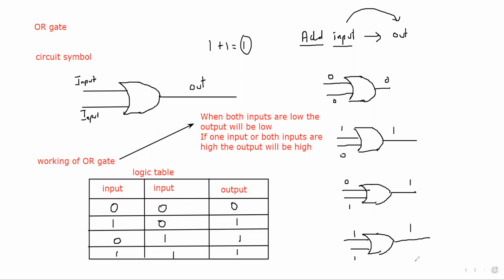Then the second type of gate is known as the AND gate. So basically, what is the AND gate? First, the circuit symbol for this AND gate. The circuit symbol is easy to remember, because you can see the letter D is there. Its symbol resembles the letter D.